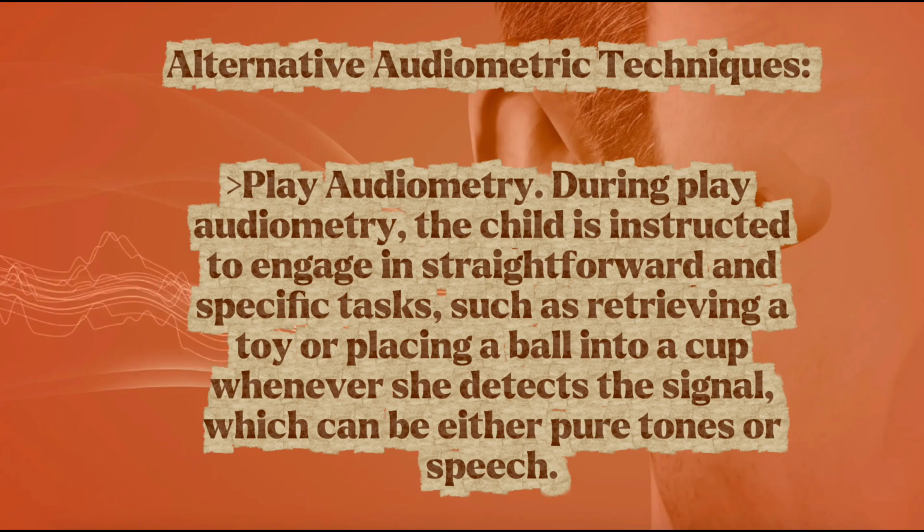There are also alternative audiometric techniques such as play audiometry. During play audiometry, the child is instructed to engage in straightforward and specific tasks such as retrieving a toy or placing a ball into a cup whenever she detects the signal, which can be either pure tones or speech. So here, for example, the child is playing with a ball, then you give a signal, and you tell the child to put back or get the toy that they picked up or were playing with.